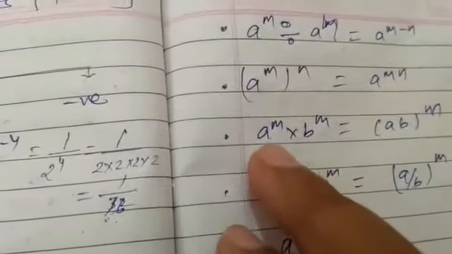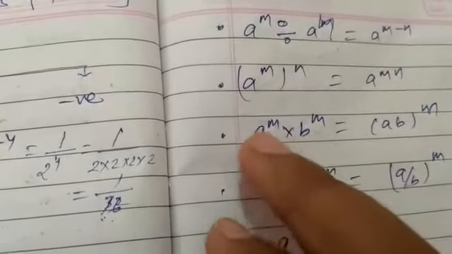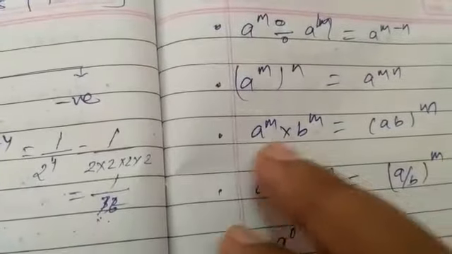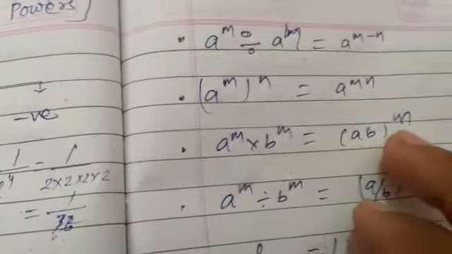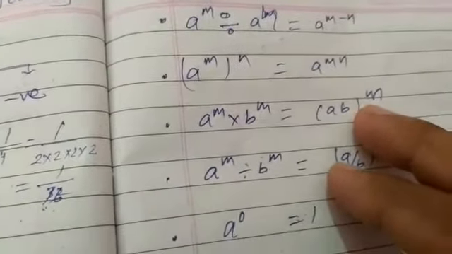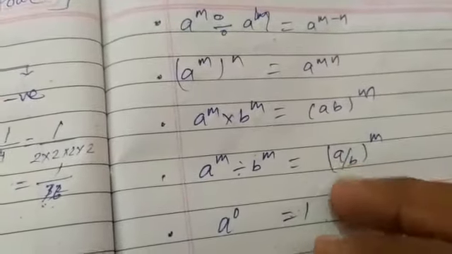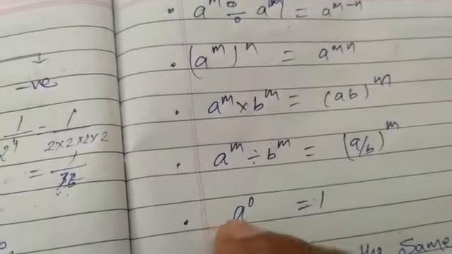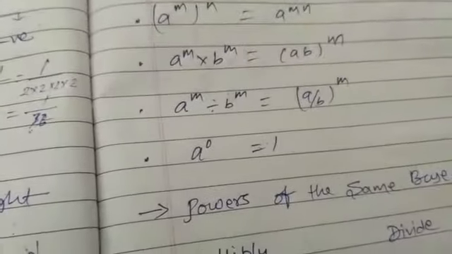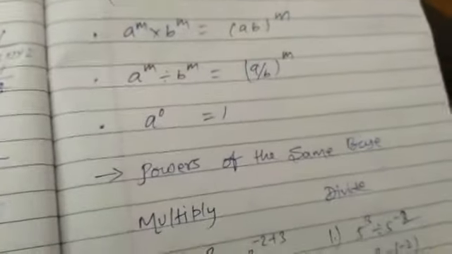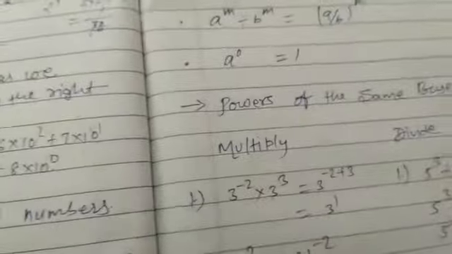In the next case, if two exponential numbers have the same exponent but different bases, we multiply the bases and put the common exponent. In the division case, it is also true, and any number raised to the power 0 has the value 1. Now I am going to show some examples based on these properties.